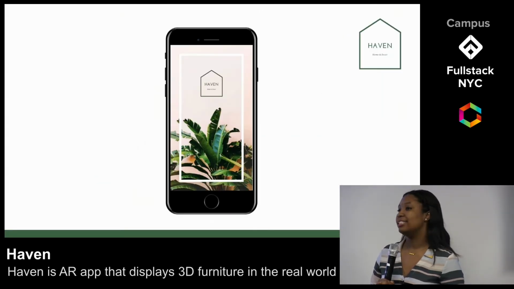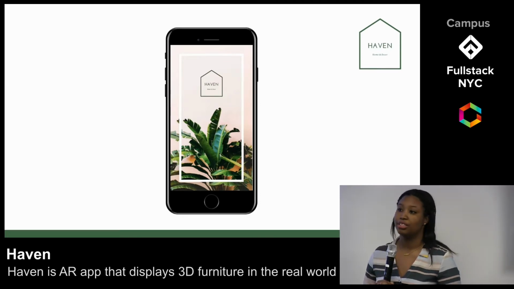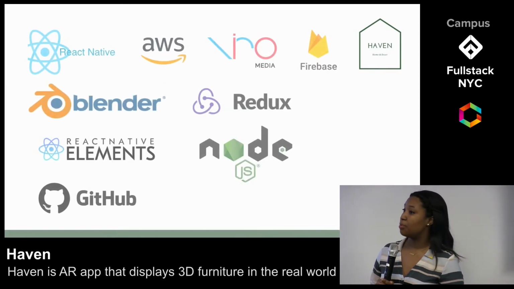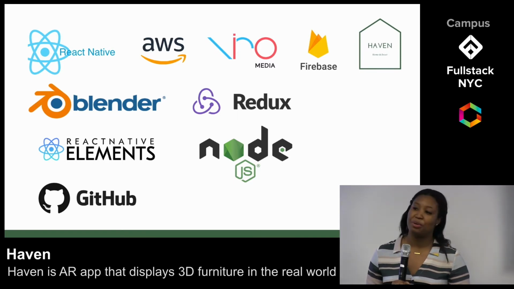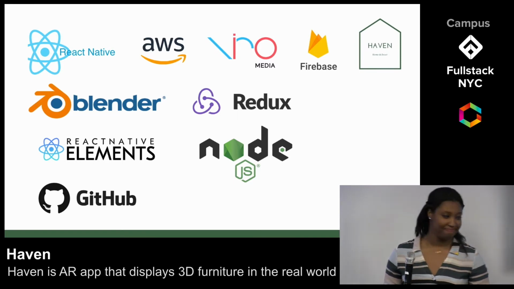Haven is an AR interior design mobile app that allows you to render 3D furniture in any real-world environment. To make that possible, we use React Native and Viro AR on the front end, and we tracked inventory in Firebase and Amazon Web Services. And now here's Miyuki to tell you more about how exactly that works.